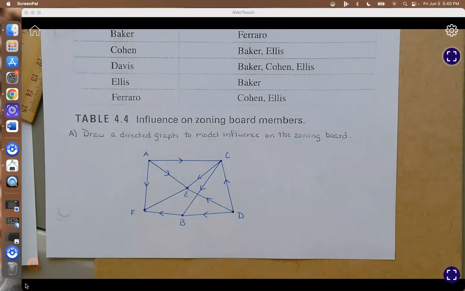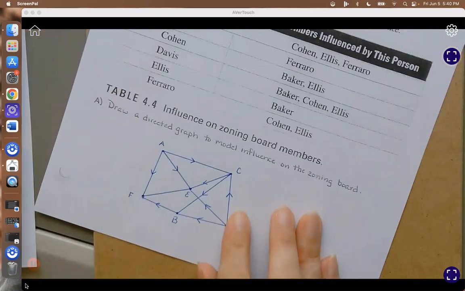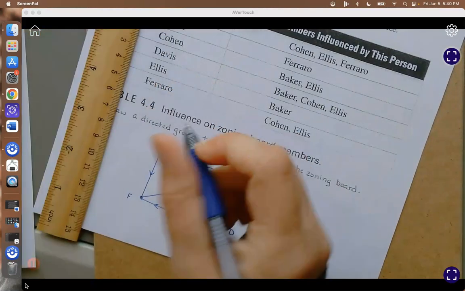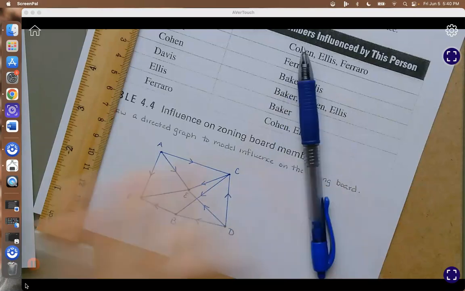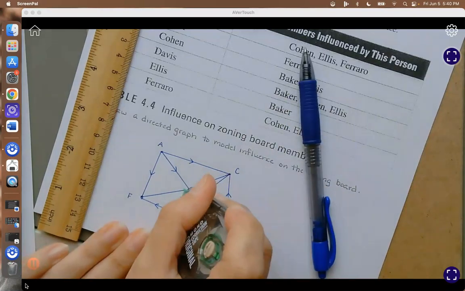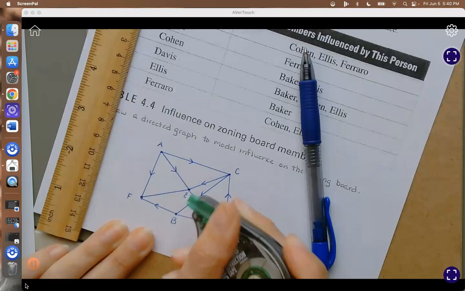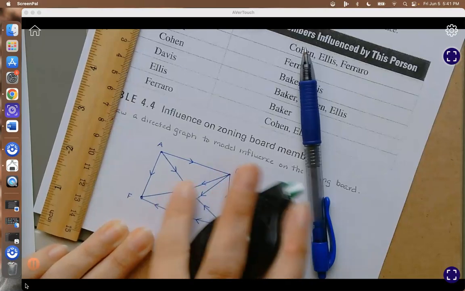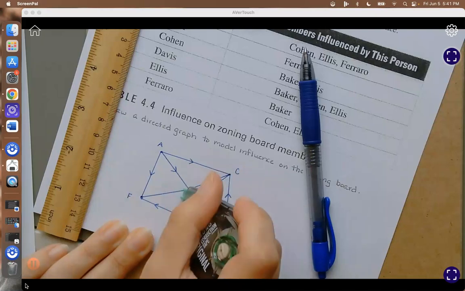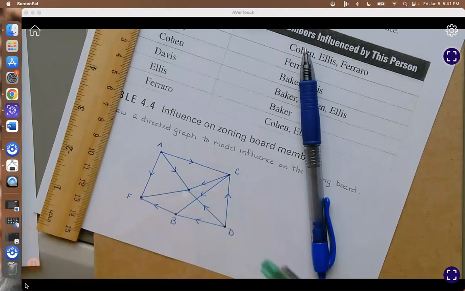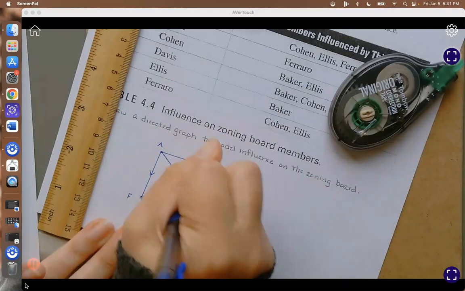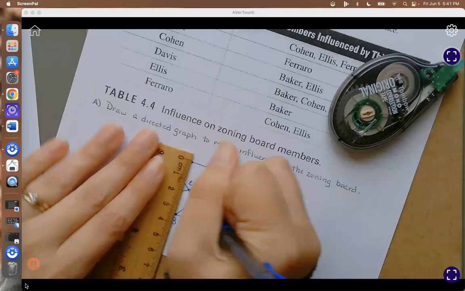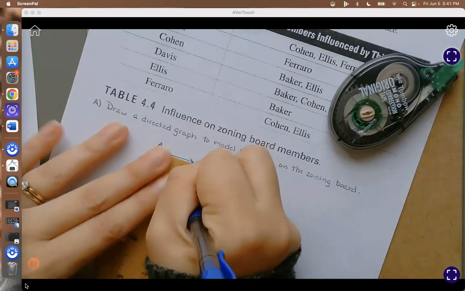So Ellis has influence over Baker. I'm actually going to white out this E and put it over the top since I'm going to have to draw a line. Let's try that again. There we go. So we're going to put this E right here, so that way we're not drawing a line through any letters.